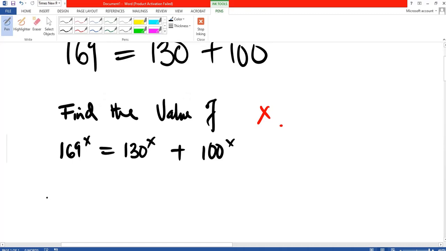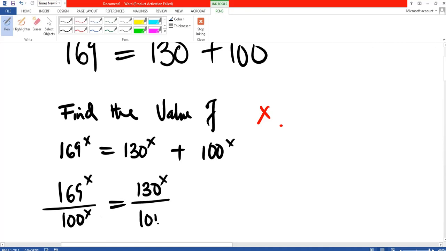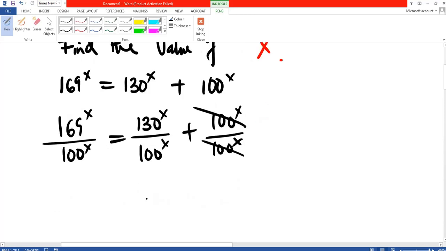the left hand side and the right hand side with 100 raised to the power x, we'll have 169 raised to the power x divided by 100 raised to the power x equal to 130 raised to the power x divided by 100 raised to the power x plus 100 raised to the power x divided by 100 raised to the power x. So this will cancel out this. You are left with 1 there.